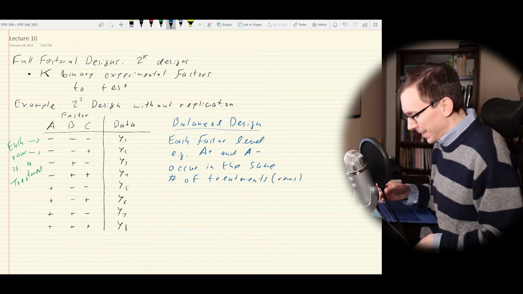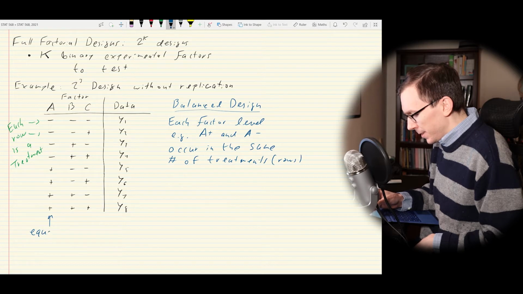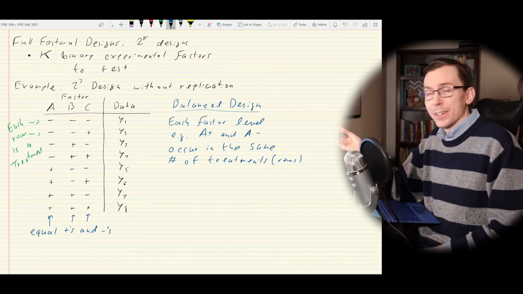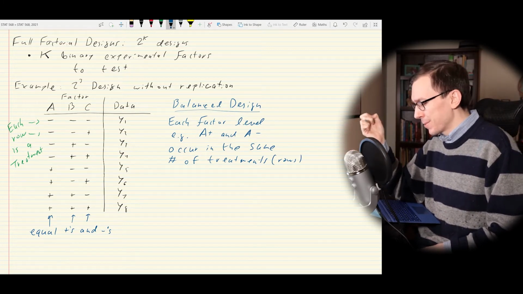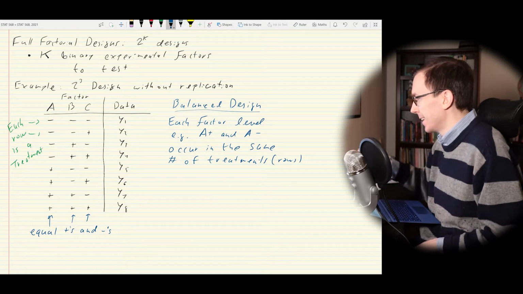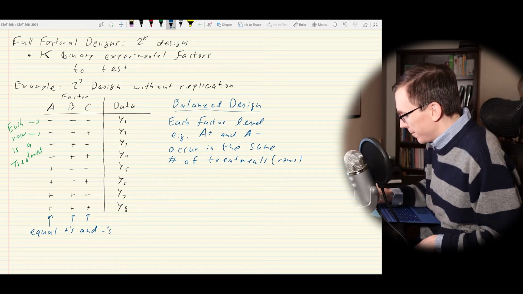So what does that mean? That means if we come over here to each of these columns, we see equal pluses and minuses in each column. So you can count them if you really want. There's 4 pluses and 4 minuses in each column. This is what we want. We want to make sure we have a balanced design. And that's going to lead to the idea of having an orthogonal design.